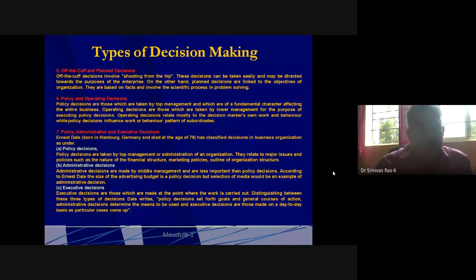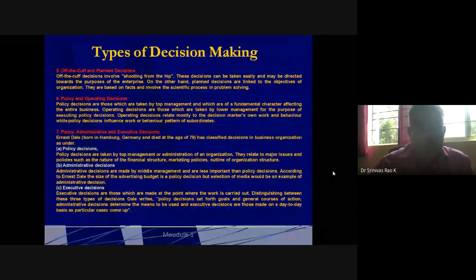Then we have executive decisions. What are executive decisions? Executive decisions are those which are made at the point where the work is carried out. To distinguish between these three decisions, Dale writes: policy decisions set forth goals and the general course of action, administrative decisions determine the means to be used, and executive decisions are those made on a day-to-day basis as particular cases come up. So see the difference. You can make it out and accordingly take it up.